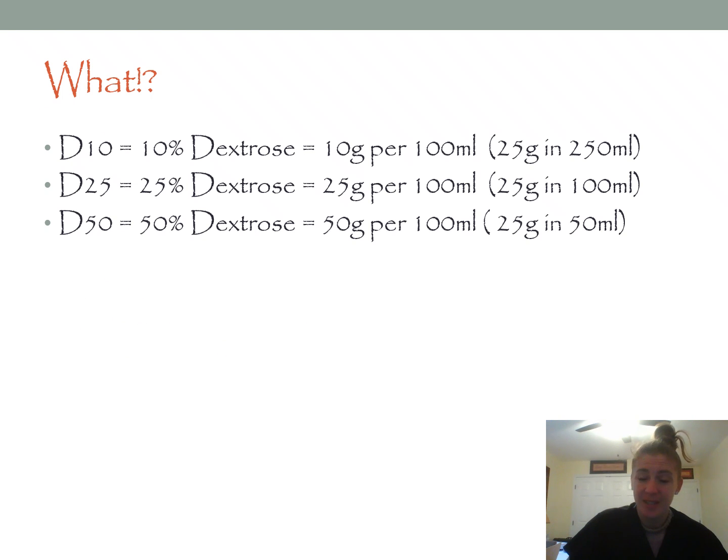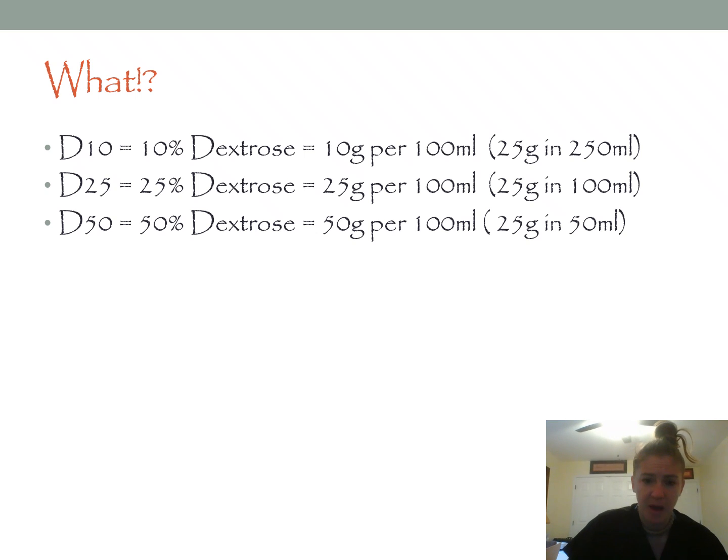Let's try to make some sense of all this dextrose and all these percentages, right? D10 or 10% dextrose means that there's 10 grams per 100 milliliters of fluid. D25 or 25% dextrose simply means that there's 25 grams per 100 milliliters. And 50% dextrose or D50 means there's 50 grams per 100 milliliters, which is why in a package of D50, like you guys have, there is 25 grams within 50 milliliters.